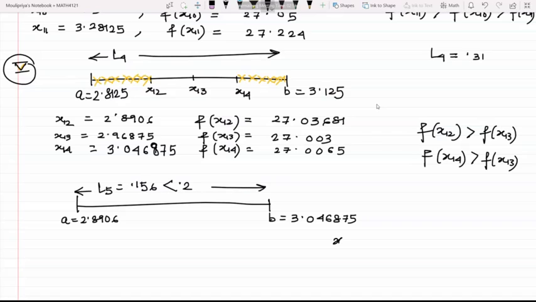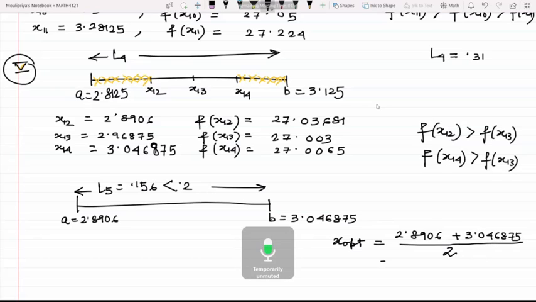And what is x optimum? The midpoint of this interval. To get a better value of the optimum, we take the average. So it is 2.8906 plus 3.046875 divided by 2. What does it come to? Yes, that is x13, 2.96875.